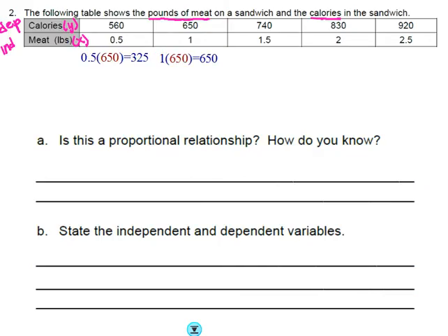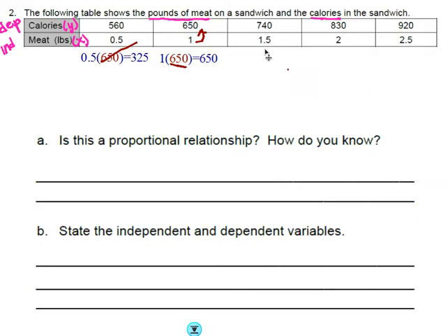So here's what I did. We started with this part here and we said, well, 1 times 650 is 650. And if I check with this one, 0.5 times 650, is that going to give me 560? I put that in the calculator and it says 0.5 times 650 is 325. 325 is not 560, they're different. So for this one, the constant of proportionality is not 650, so it doesn't work.